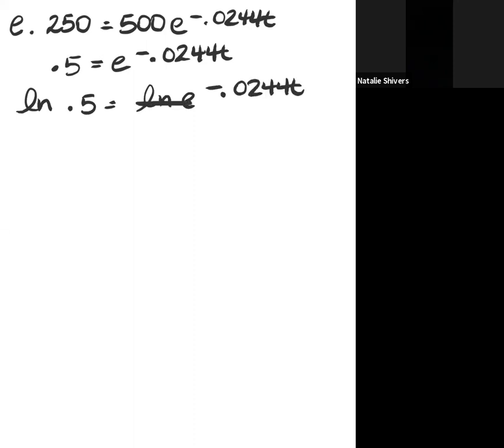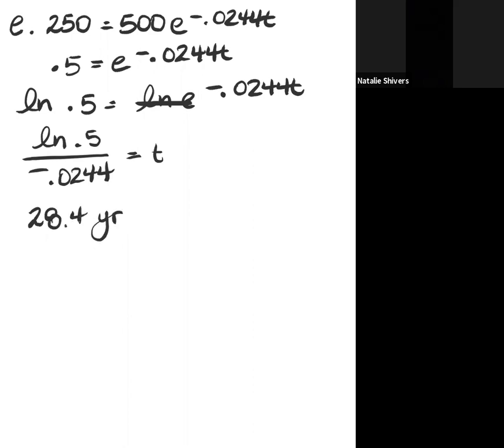Cross this out over there. I get the ln of 0.5 divided by negative 0.0244 equals t, rounded to the nearest 10th, and it's going to take 28.4 years for it to get to the half-life. So 1 and 3 are very similar. One is exponential growth, and the other one is exponential decay.